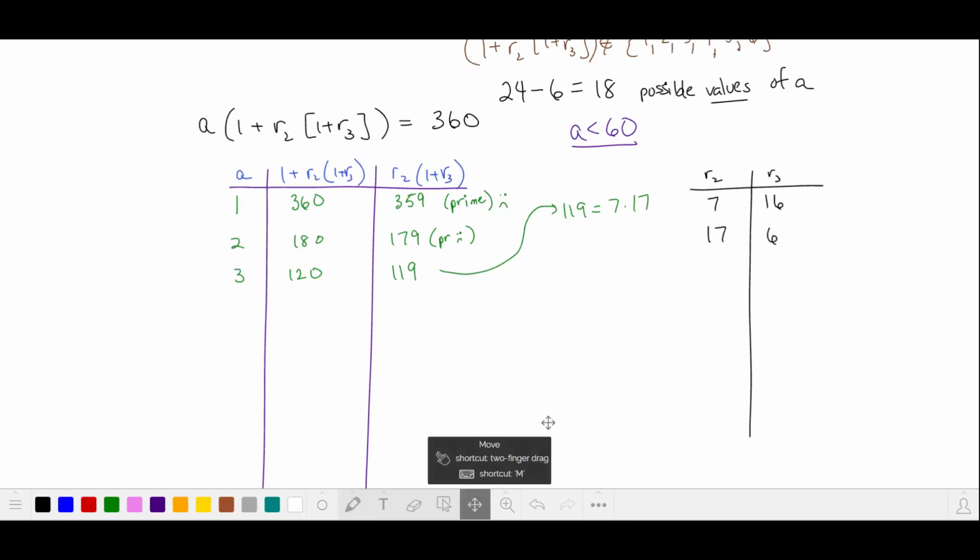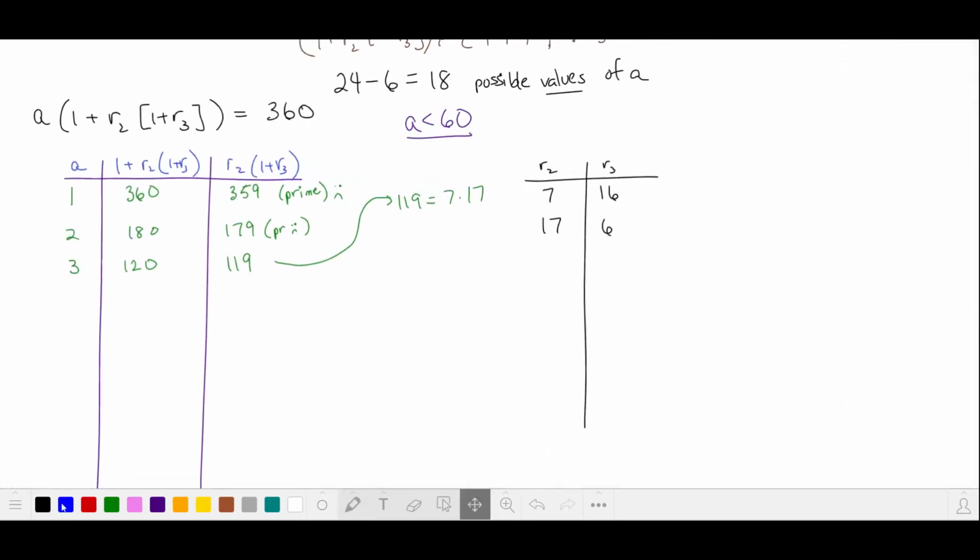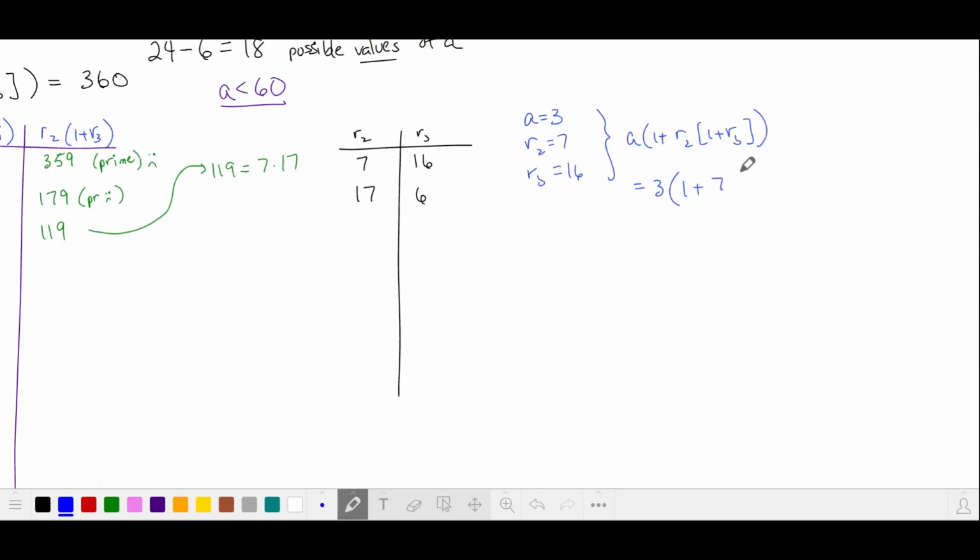Out of curiosity, let's pause for a moment and see what this sequence looks like. When A equals 3, R2 equals 7, and R3 equals 16, we have 3 times (1 plus 7 times (1 plus 16)). And distributing carefully, we have 3 divides 21, 21 divides 336. And we get the correct sum.